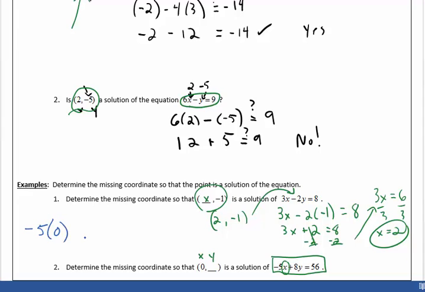Plug in 0 plus 8y equals 56. Just like we did with the last one, only the last one we plugged in the y value. In this case, I plug in an x value. -5 times 0 is 0, so that's gone completely. And I'm just left with 8y equals 56, right? So all I've got to do is divide by 8 to get my solution of y equals 56 over 8, which equals 7, right? So the missing value right there would be (0, 7).